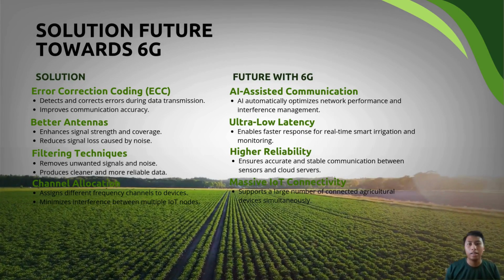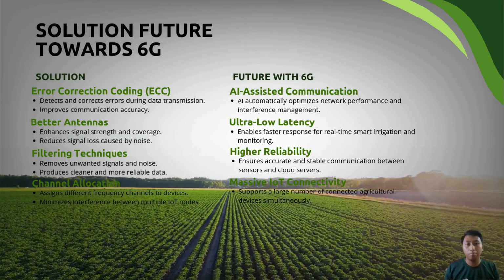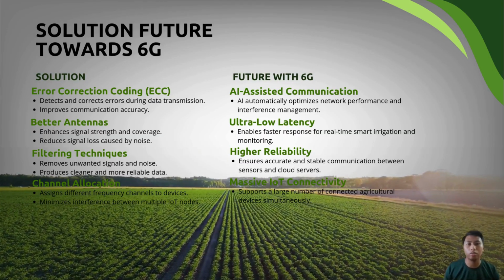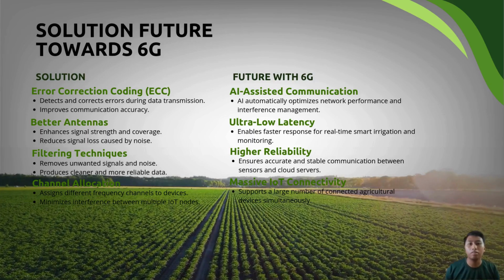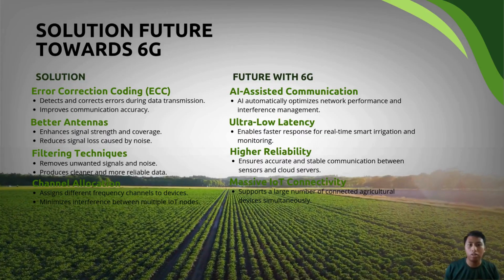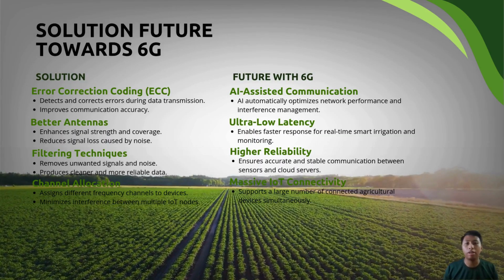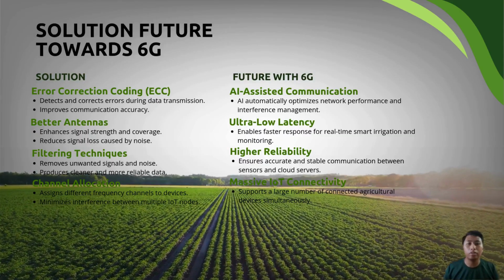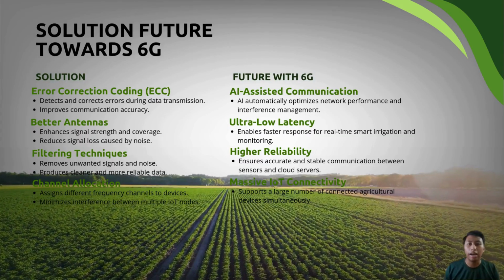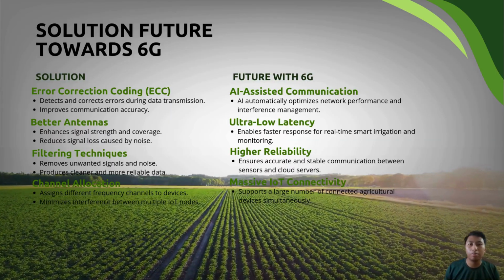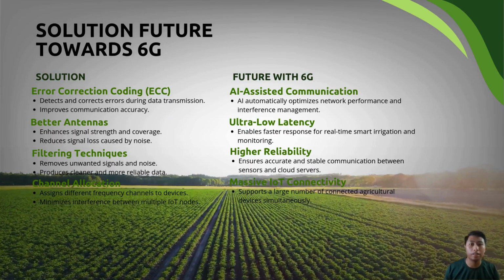Third, channel allocation is an important technique where different frequency channels are assigned to different devices. This helps minimize interference between multiple IoT nodes operating in the same environment. Fourth, filtering techniques are applied to remove unwanted signals and noise. This results in cleaner data transmission and improves the overall reliability of the system.